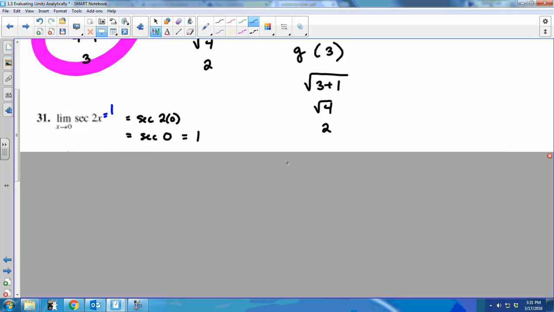That should be enough to get you started. So you're going to do the day 1 assignment for Learning Target 3. You need to try substituting the values in order to get your limit value.